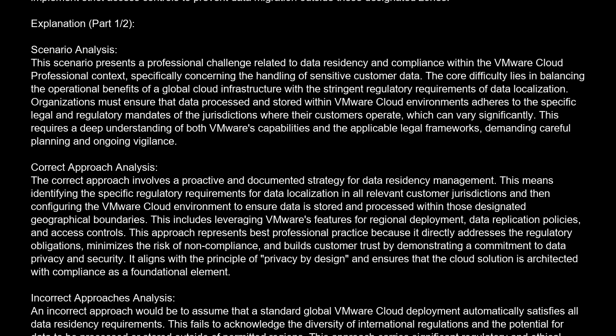Incorrect approach analysis. An incorrect approach would be to assume that a standard global VMware Cloud deployment automatically satisfies all data residency requirements. This fails to acknowledge the diversity of international regulations and the potential for data to be processed or stored outside of permitted regions. This approach carries significant regulatory and ethical risks, including potential fines, legal action, and reputational damage due to noncompliance.